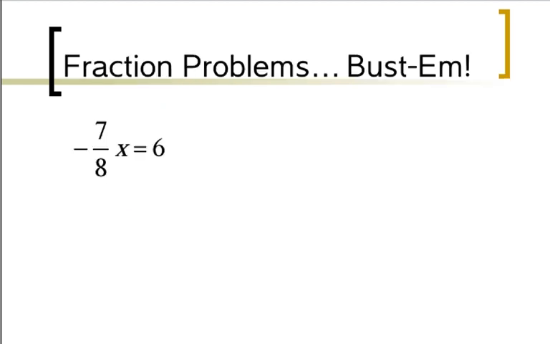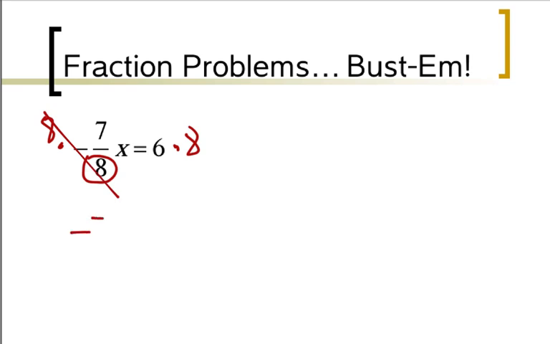Now we're going to take a look at our fraction problems. We're going to bust up these fractions by getting rid of the actual denominator, so it isn't a fraction anymore. Now notice this is a negative fraction, okay? But there's an 8 on the bottom. Well, I want to get rid of that 8, okay? I get rid of the 8 by doing the opposite of dividing by 8. And the opposite of dividing by 8 is multiplying by 8. If I multiply by 8 to the left side and to the right side, the 8's cancel.